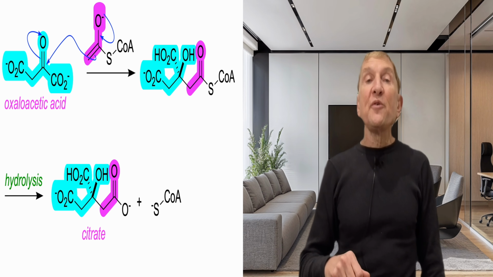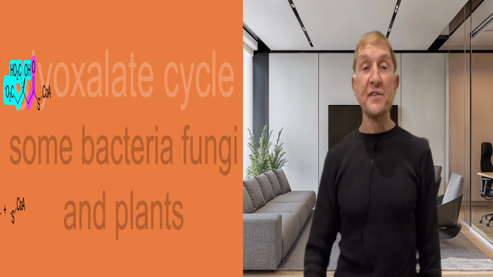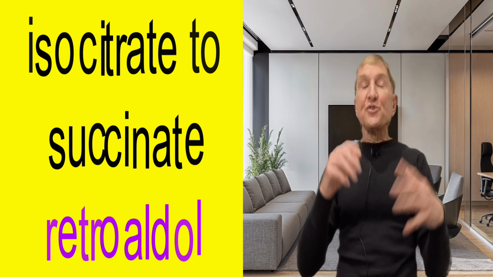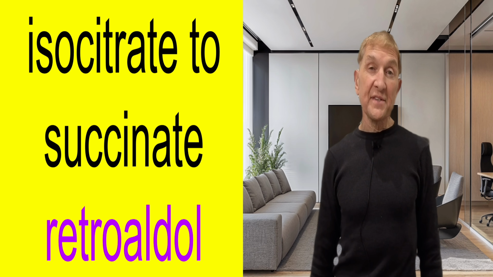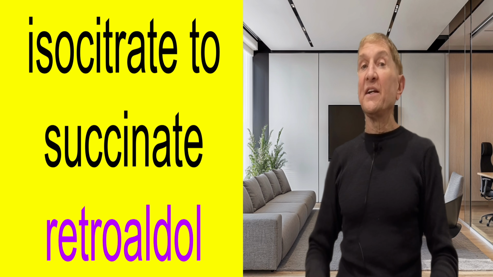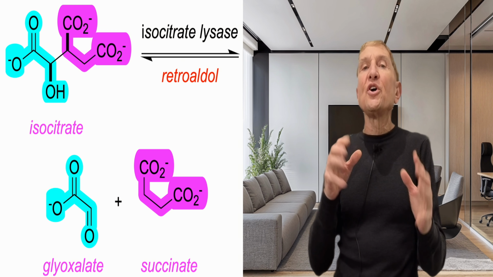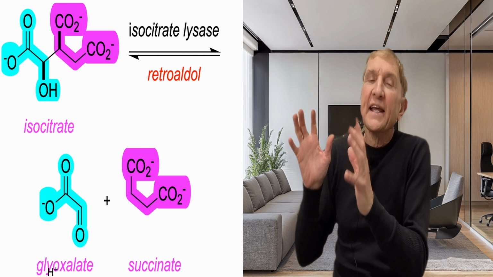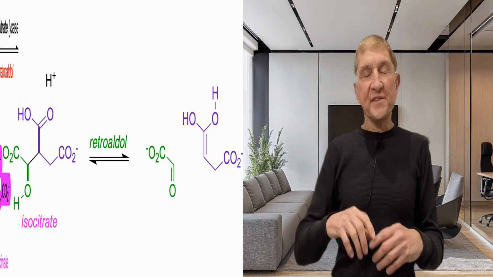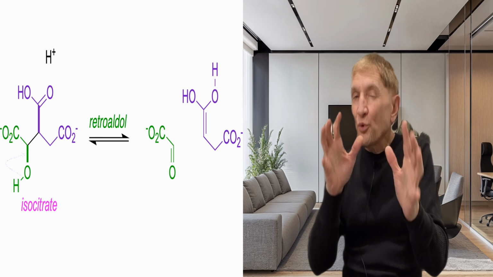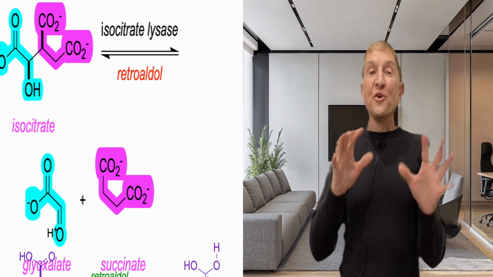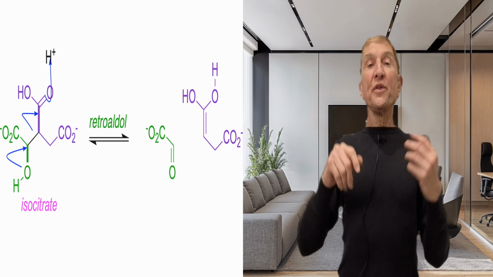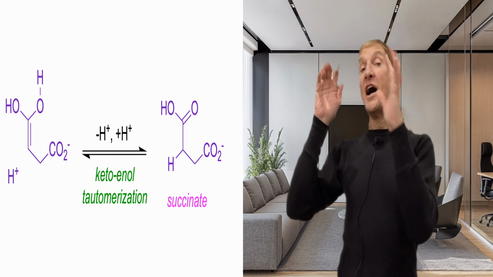So for instance, if we look at the glyoxylate cycle in bacteria, fungi, and some plants, isocitrate is a C6 unit, succinate is a C4. The retro-aldol generates an enolate of succinic acid. You may find it easier to picture the forward direction aldol reaction. So the aldol reaction of the enolate of succinic acid with glyoxylate gives isocitrate.